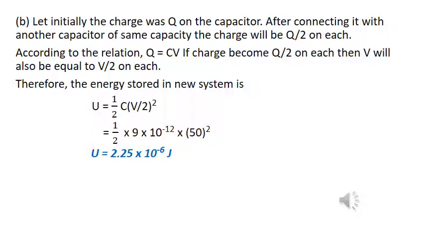Therefore, the energy stored by the system is equal to half C V by 2 square. By putting the values, we get U is equal to 2.25 into 10 to the power minus 6 joule, which is the required answer of second part.